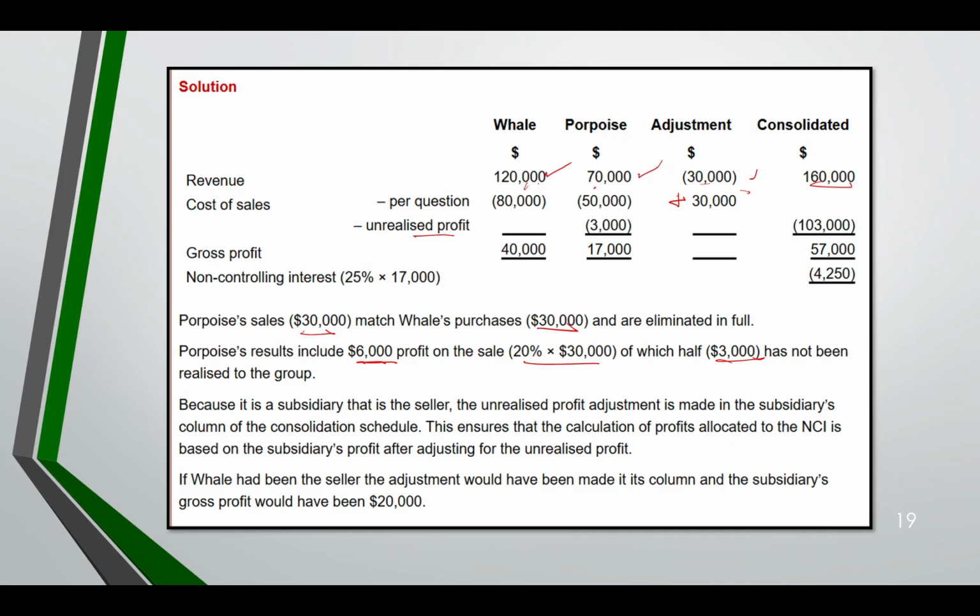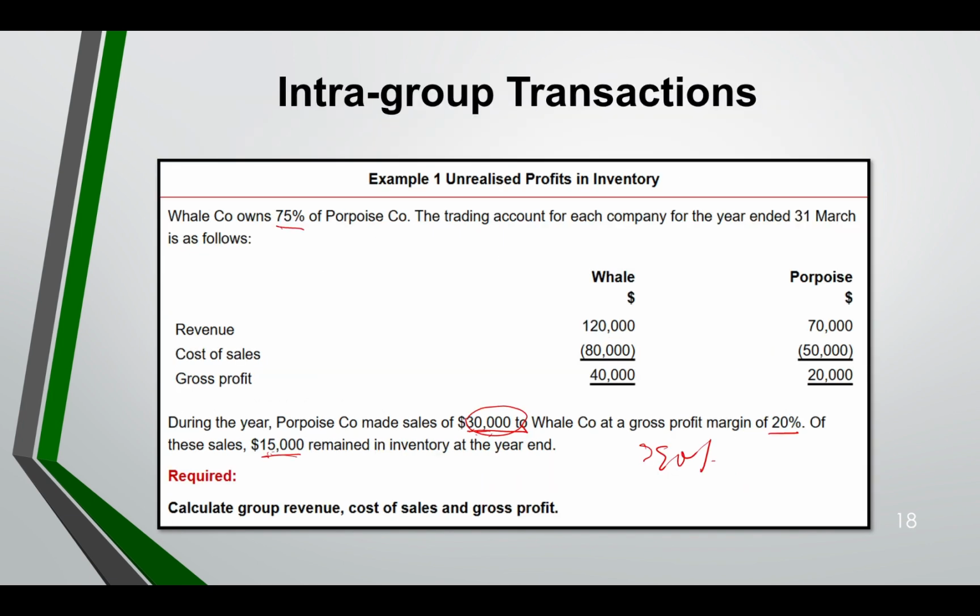Who has made that profit? P. So from P we'll deduct that 3,000 because he is the one who is making the sale. And then we get a gross profit. Here there will be nothing because this 30 and this 30 cancel out. Then NCI is 25% because you have acquired 75.